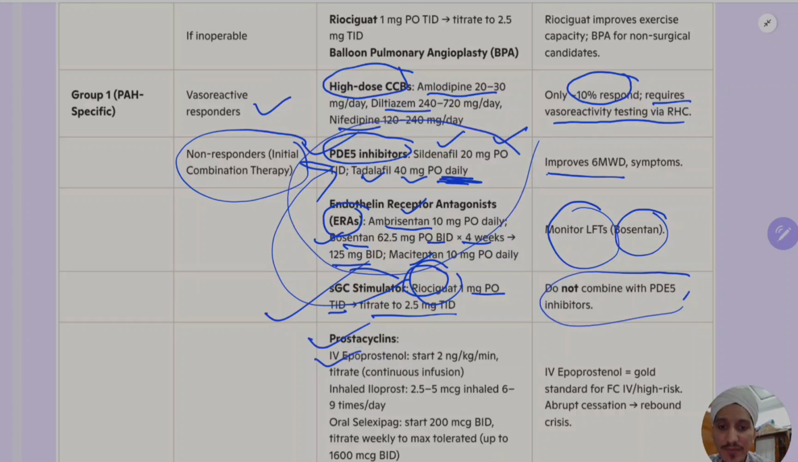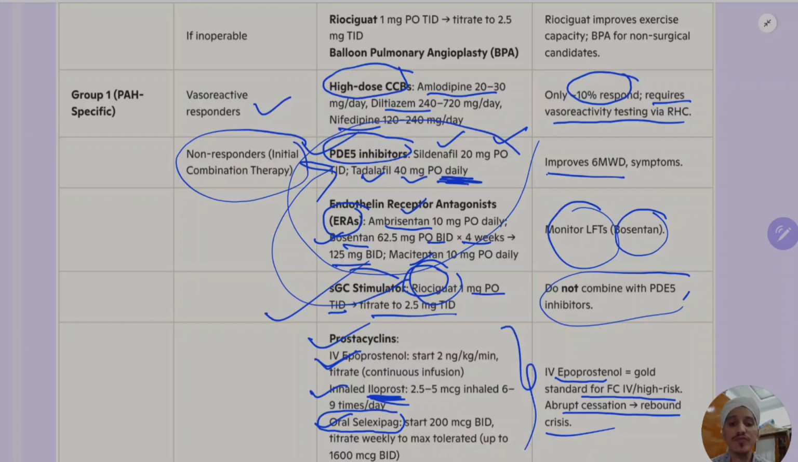Prostacyclins. So IV epoprostenol, just remember the names. An oral drug is also there in prostacyclin, that is Selexipag. So IV is epoprostenol. Inhaled is iloprost. Remember, iloprost is inhaled. IV epoprostenol is the gold standard for high risk patients. Abrupt cessation causes rebound crisis. Remember, once you start these prostacyclins, you should not abruptly discontinue these drugs. So IV is epoprostenol, which is the gold standard, and inhalation is iloprost.